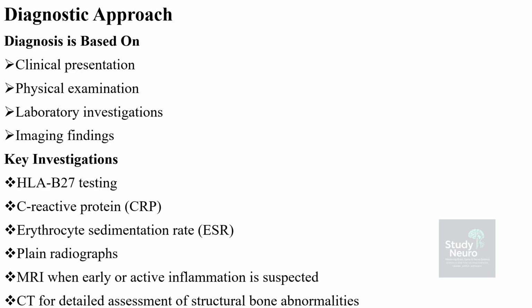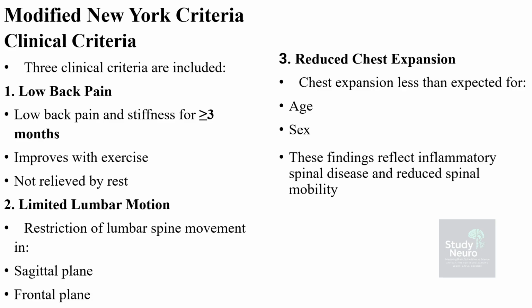No single test confirms the diagnosis. The modified New York criteria include 3 clinical features that reflect inflammatory spinal disease. The first is chronic low back pain and stiffness, lasting at least 3 months, typically improving with exercise rather than rest. The second is reduced movement of the lumbar spine, assessed in both forward and backward movement and side-to-side movement. The third is reduced chest expansion compared with what would normally be expected for the patient's age and sex.